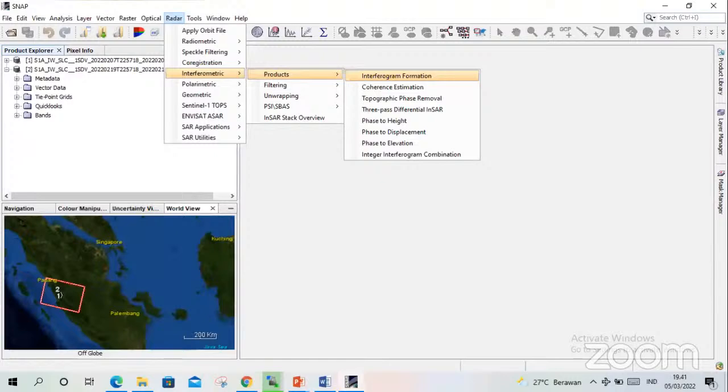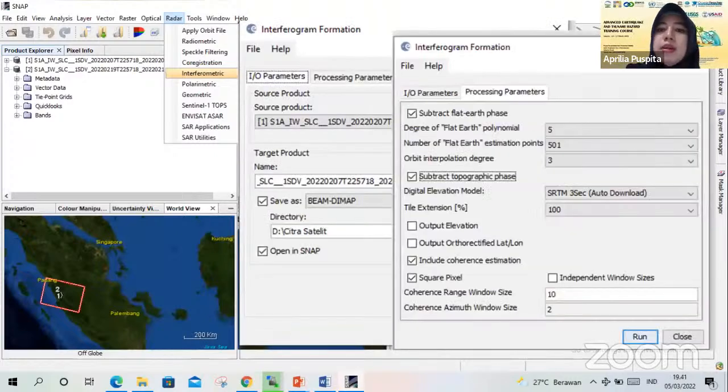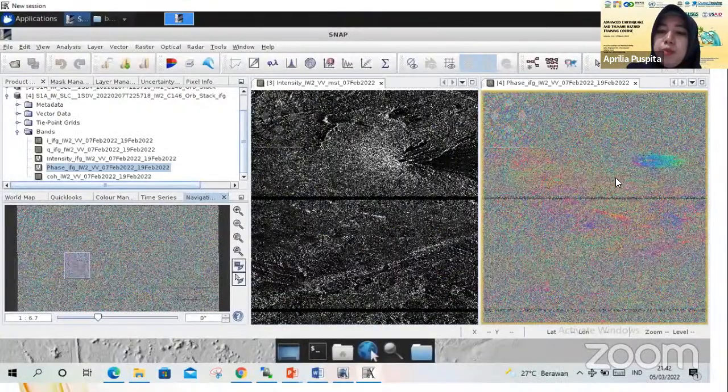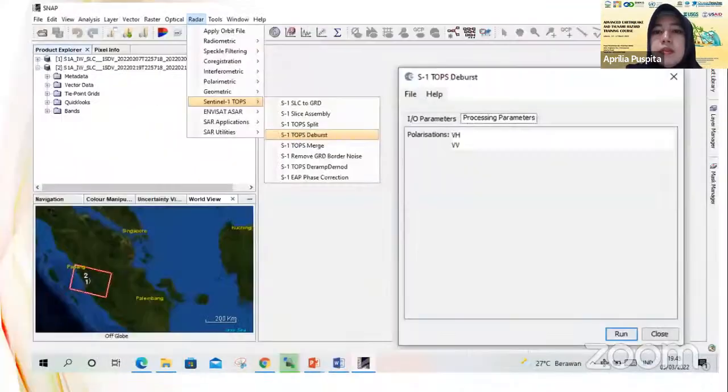And the next step is the interferogram formation here. Now I want to show you the output of the interferogram formation. We can see the fringes, or interferogram, that are formed by the pair of the master and slave images. Maybe this is not really clear, and it is handled in the next step.